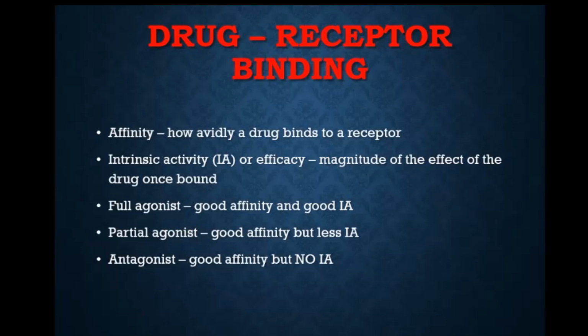A partial agonist has a good affinity, but less intrinsic activity. They don't reach the maximum potential efficacy, like 100%. An antagonist is a drug that has a good affinity. They bind to a receptor, but they have zero intrinsic activity. Okay, there's another term called inverse agonist. We will go into that.